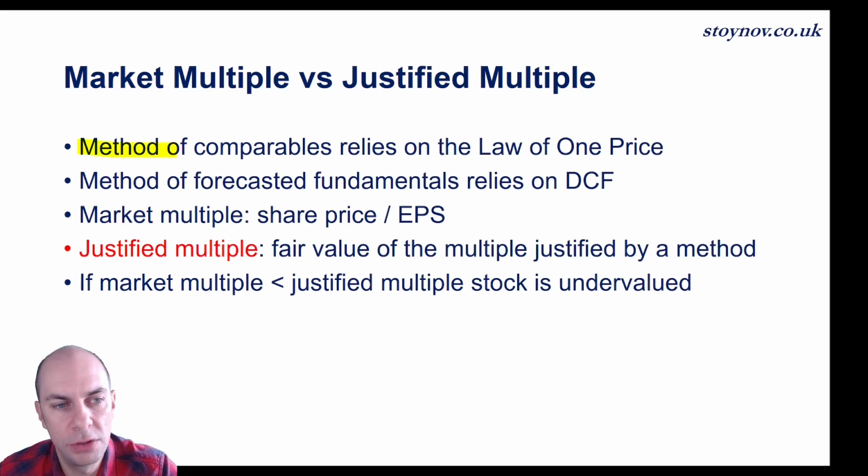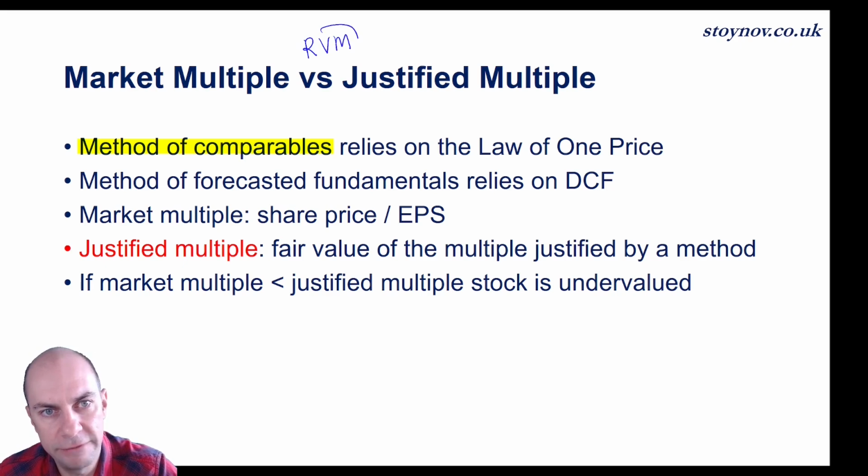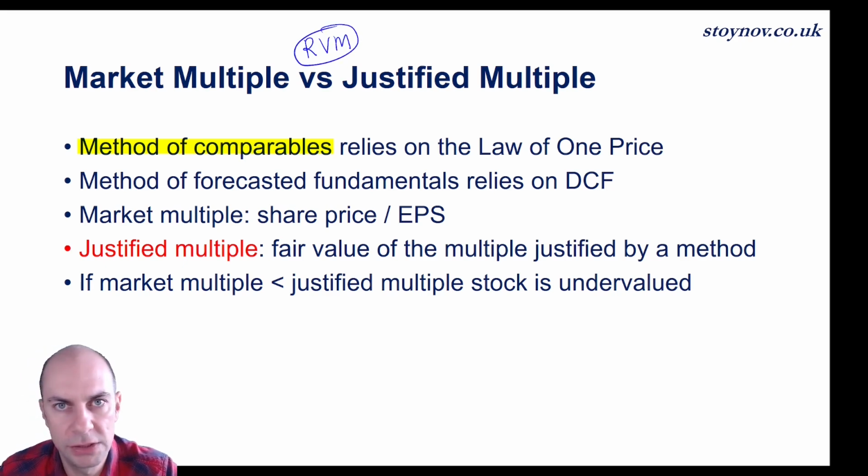So first, I've got the method of comparables. We are in the topic of RVM, relative value metrics, meaning we are going to be looking at multiples. We're going to be comparing the multiples of one company to the multiples of another company. And this method of comparables really says that the law of one price must hold.